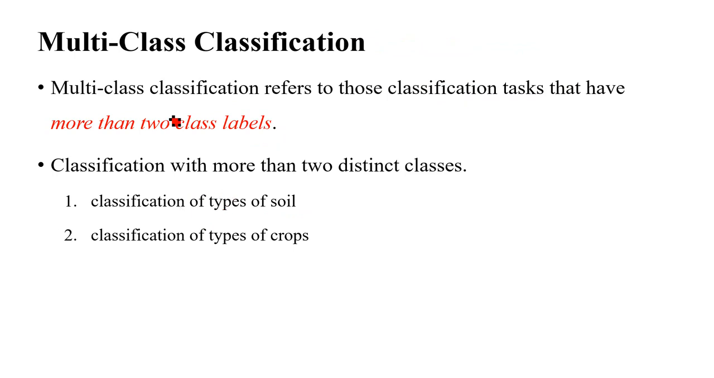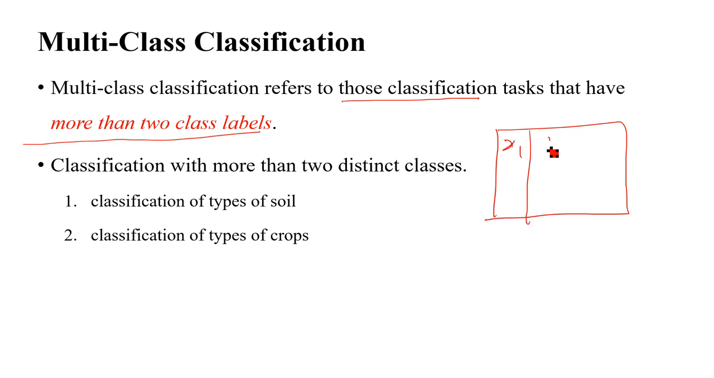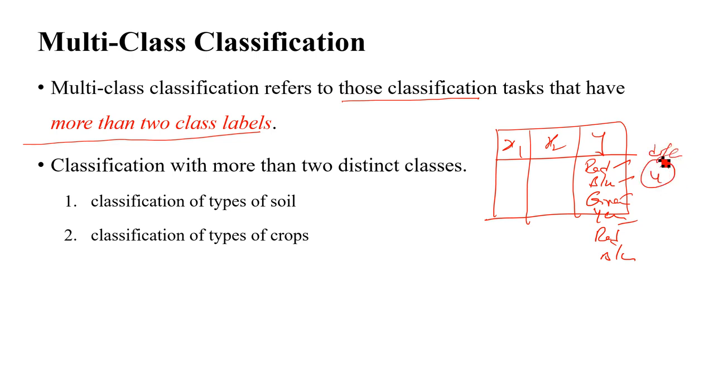Now multi-class classification. Multi-class classification refers to classification tasks with more than two classes. More than two labels means, suppose this is the data set, this is x1, this is x2, this is y, and the target variable has more than two values: red, blue, green, yellow, red, blue, like that. These are four different colors, meaning more than two. Based on the input data, we have to identify whether it is the red color or the blue color, like that. This is classification with more than two distinct classes.